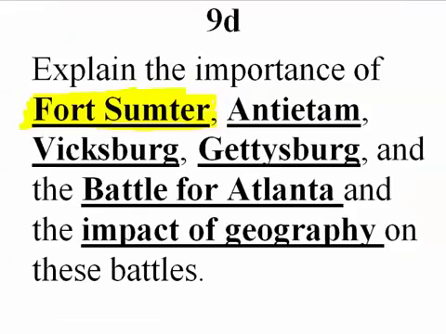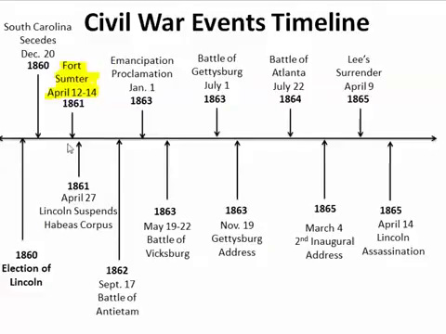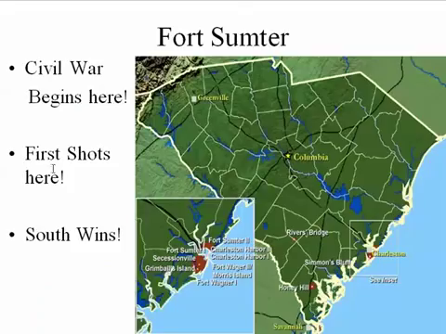Alright, so let's look at the first one, Fort Sumter. Fort Sumter's in South Carolina. We're going to explain the importance of Fort Sumter. Basically, that's where the war began. On April the 12th through the 14th in 1861, Fort Sumter was the first battle where the Civil War began, and it happened in Charleston, South Carolina.